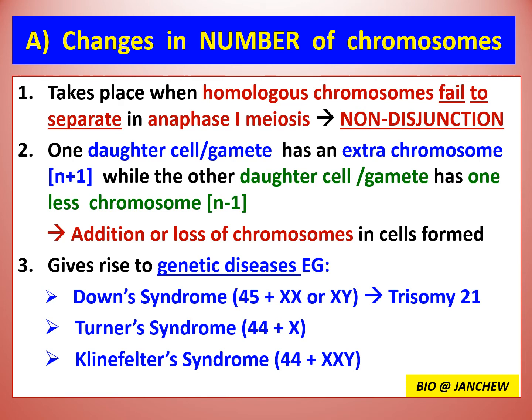Let us now discuss the first type of mutation, which is a type of chromosomal mutation. This involves changes in the number of chromosomes in the cell.